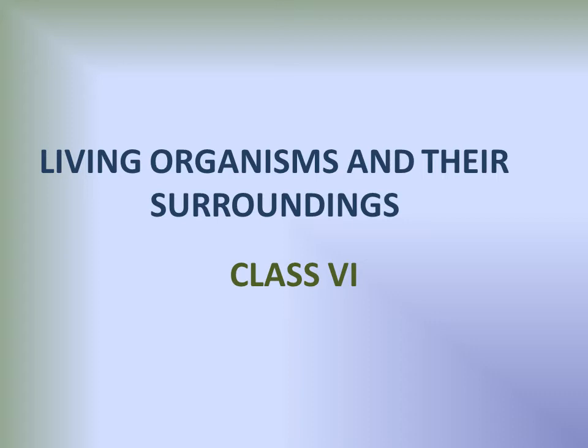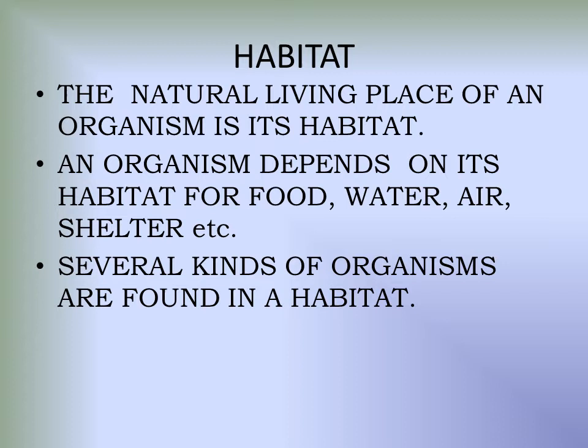In our first part we talked about different types of habitats, so we will revise in this video and cover other factors related to this chapter. First of all, habitat: as we know, the natural living place of an organism is called a habitat, and the organism depends on food, water, air, shelter, etc. in its respective habitat.